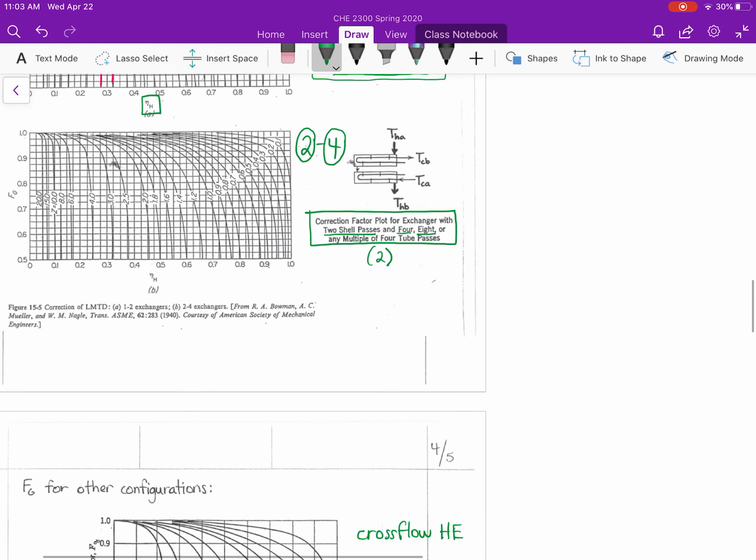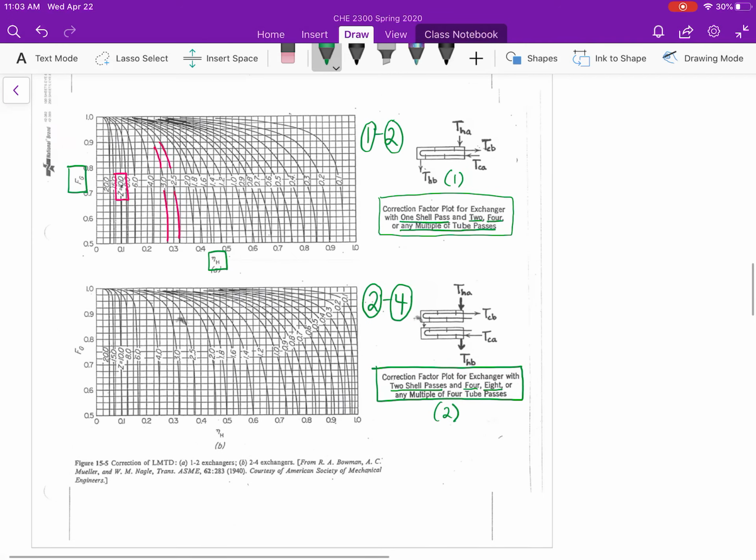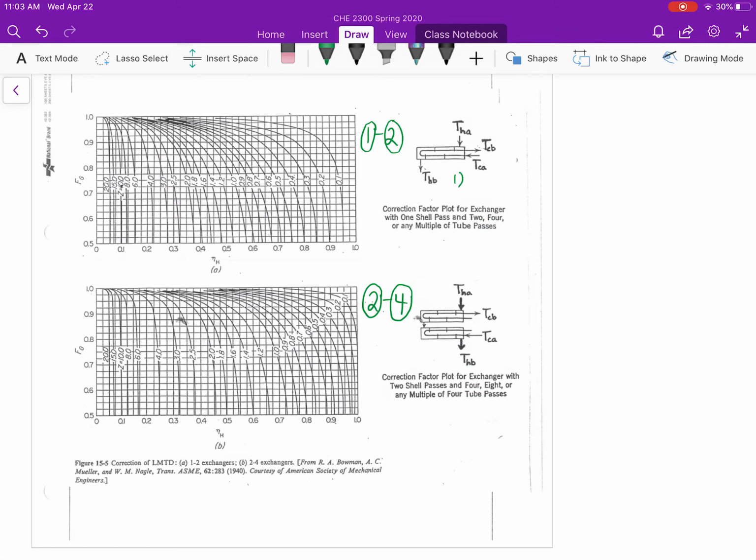We're going to move back up to our charts here. Let me erase all of this. Okay, and the first thing we're going to ask ourselves to determine which one of these charts to use is how many shell side passes do we have? Do we have one shell side pass, or do we have two shell side passes? The problem statement says that we have one shell side pass, so again we have a 1-2 heat exchanger.